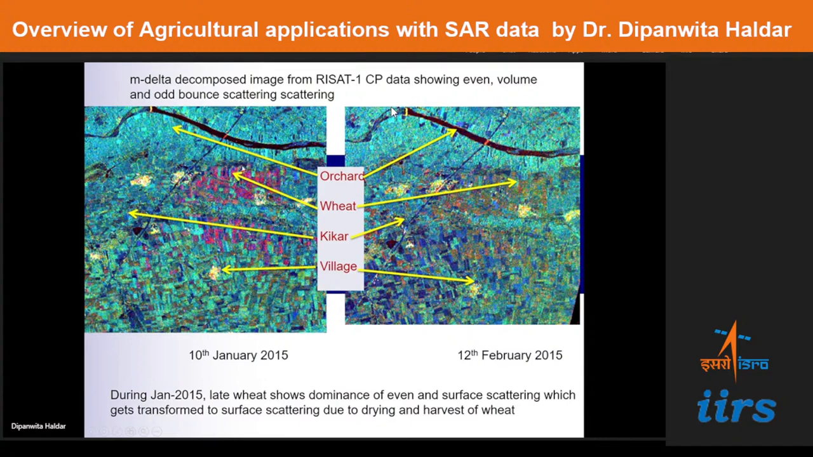So this late sown wheat crop is having double bounce scattering. The other fields are already in the volume scattering, if you can see in the southern part, which is slowly transforming to surface scattering during February. In Gujarat, the summers are very early and the harvest is already done for the wheat crop during February. So these things are picked up very prominently, very clearly using this polarimetric data set.